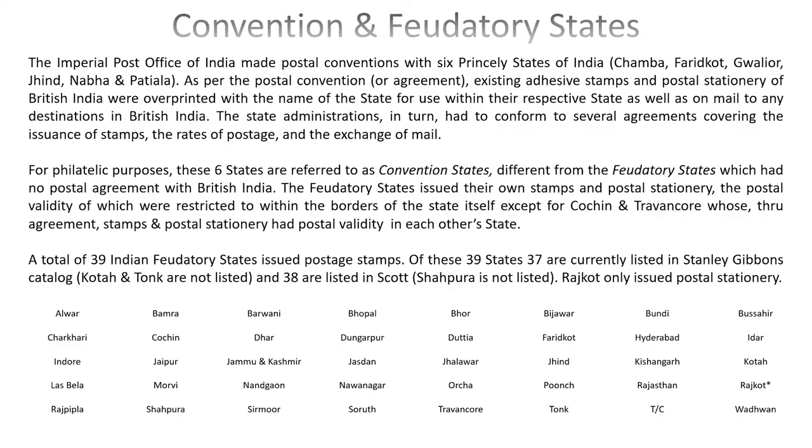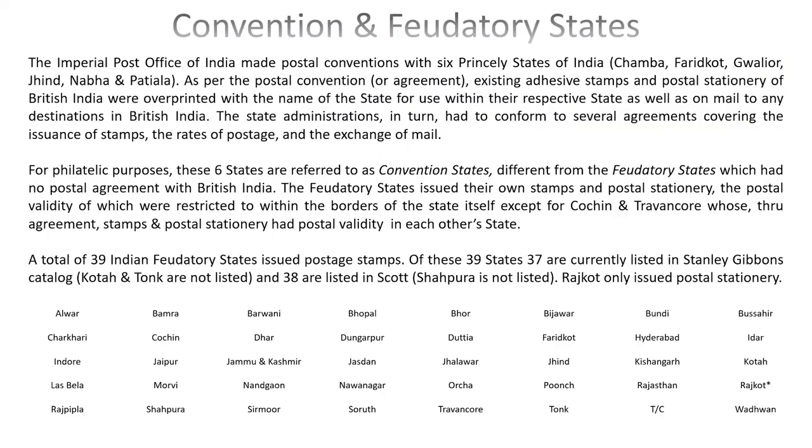These two states, Cochin and Travancore, had an agreement with each other whereby their stamps and postal stationery had validity in each other's state. So a total of 39 Indian feudatory states issued postage stamps besides the six convention states. Of these 39 states, 37 are currently recorded and listed in the Stanley Gibbons catalog. Kotah and Tonk are not listed in Stanley Gibbons. However, we have 38 states listed in the Scott catalog, Shapura being the only one that's not listed in Scott. Rajkot only issued postal stationery, no stamps.